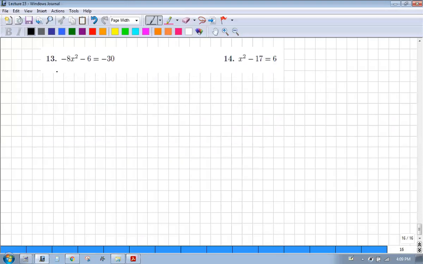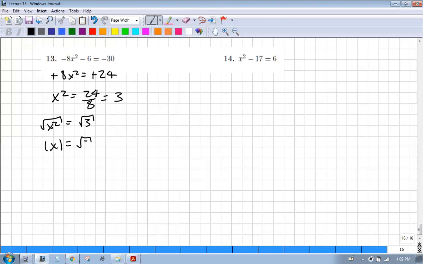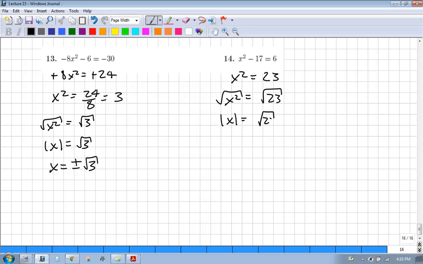Okay, let's see, we have negative 8x squared. If we add 6 to both sides, gives us that. Multiply through by a -1. Let's divide by 8. Gives us 3. Square root both sides. So x is positive negative root 3. But here, if we add 17 to both sides, it gives us 23. Square root, the absolute value. We can't do anything with 23 because it's prime.